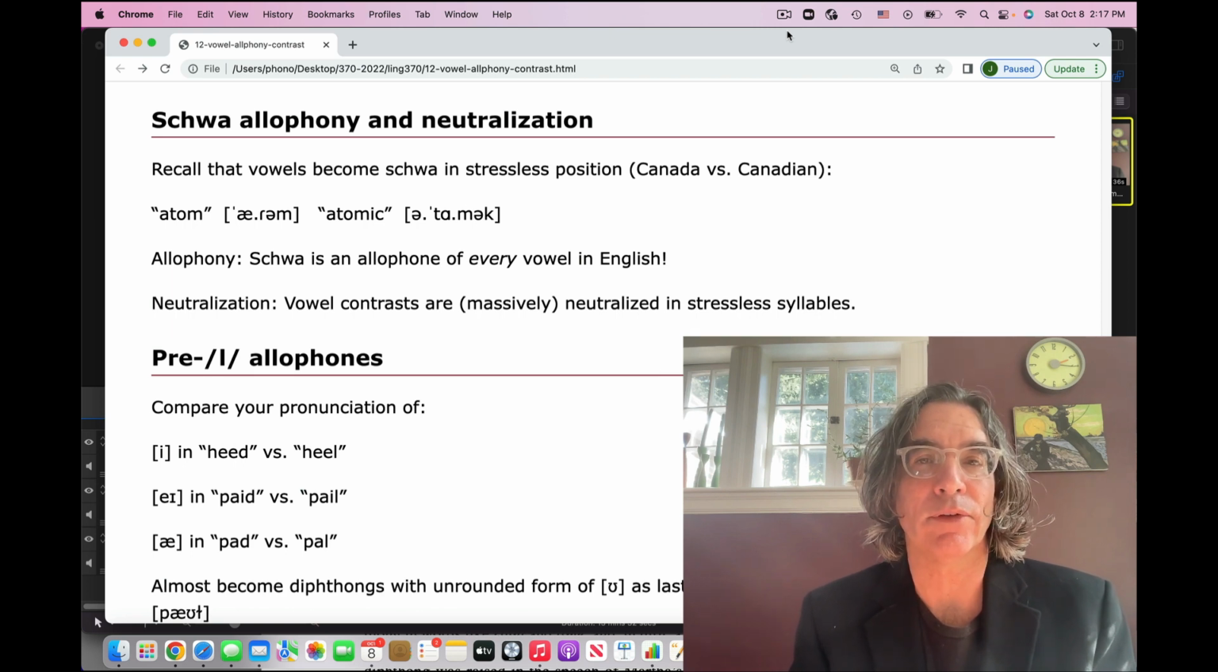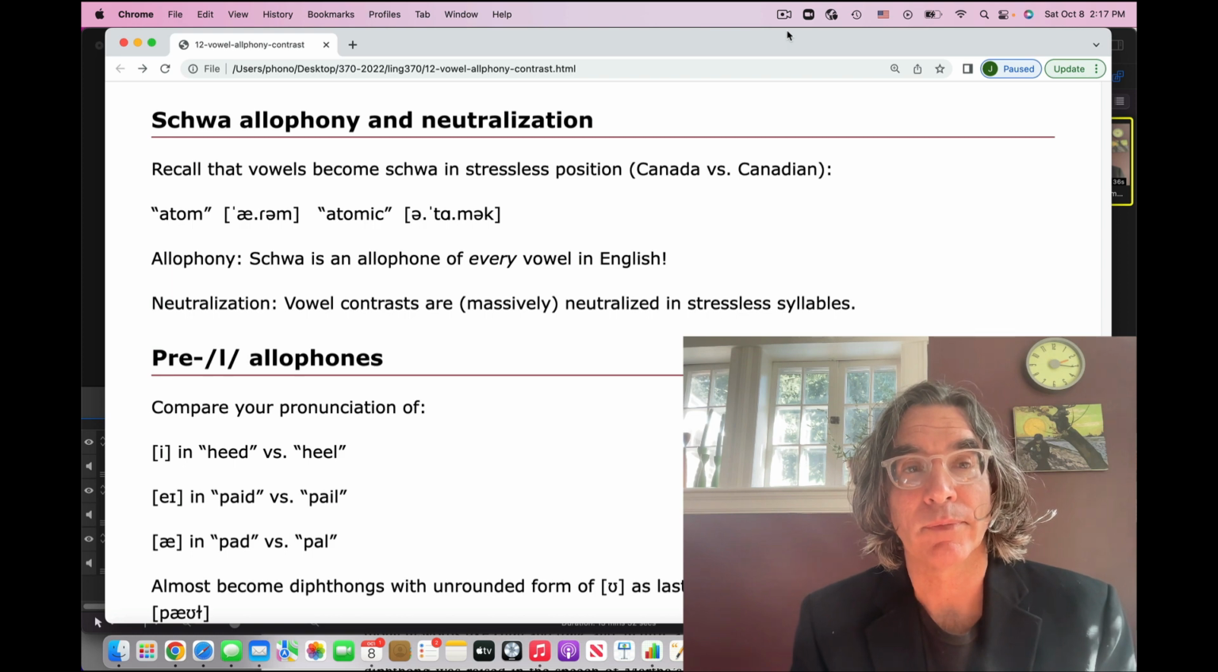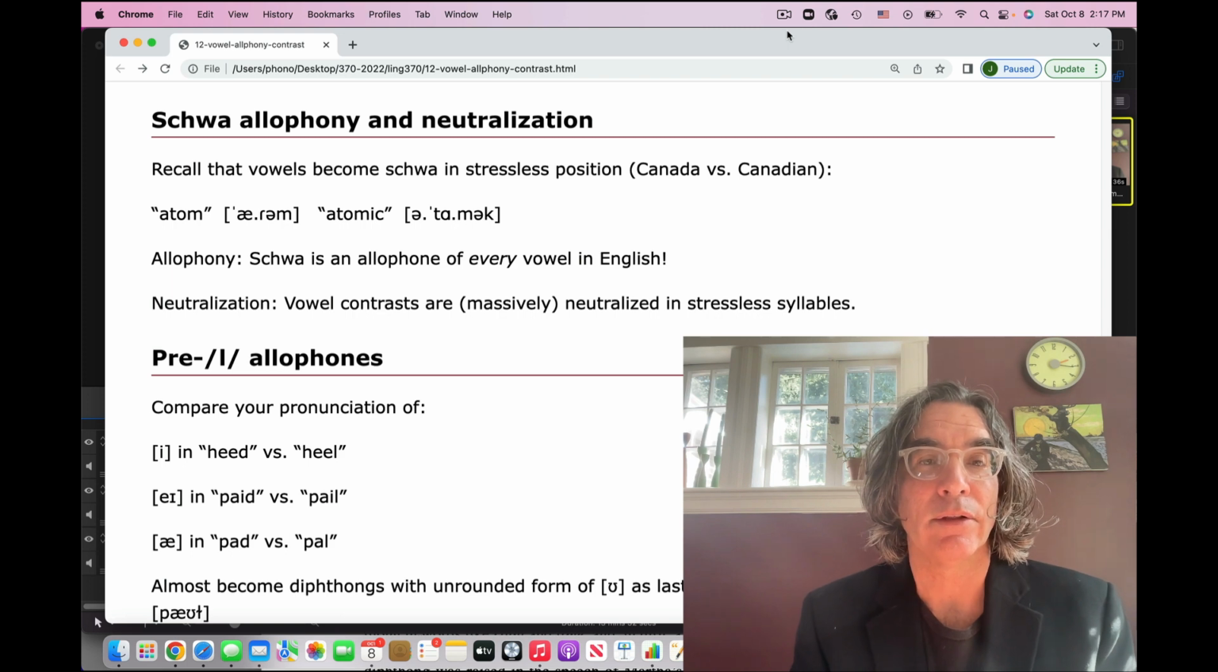So there's allophony here because the schwa is an allophone of every vowel in English. That is, it's the allophone that appears in stressless position. And there's neutralization here in the sense that the contrasts between all of the vowels are neutralized in the stressless syllables. They all become schwa.